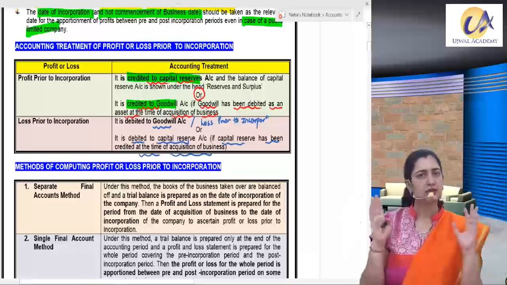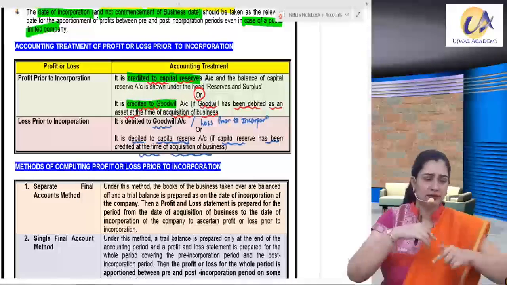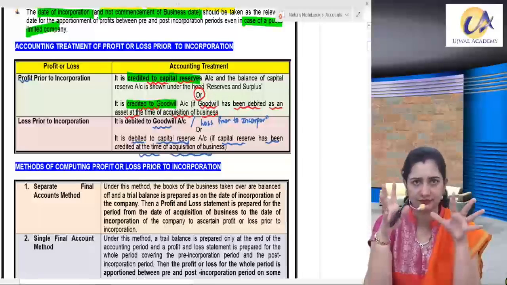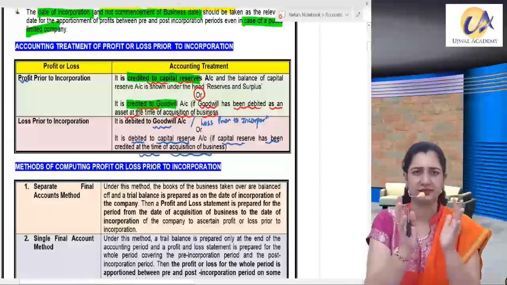Understood? I think you should be clear, because profit है तो I know where it goes. It goes to capital reserve. तो चलो let's summarize it. Very simple.